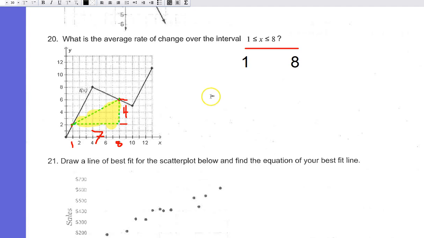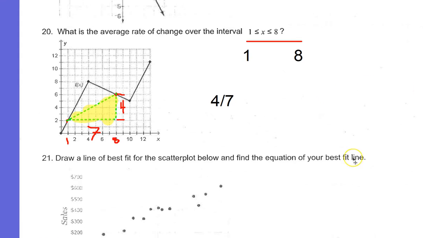So what is this average rate of change? Is it 4 over 7 or is it 7 over 4? It's 4 over 7. You guys are really great at average rate of change. There's like 2 questions on the final. There's a lot of things about slope though.